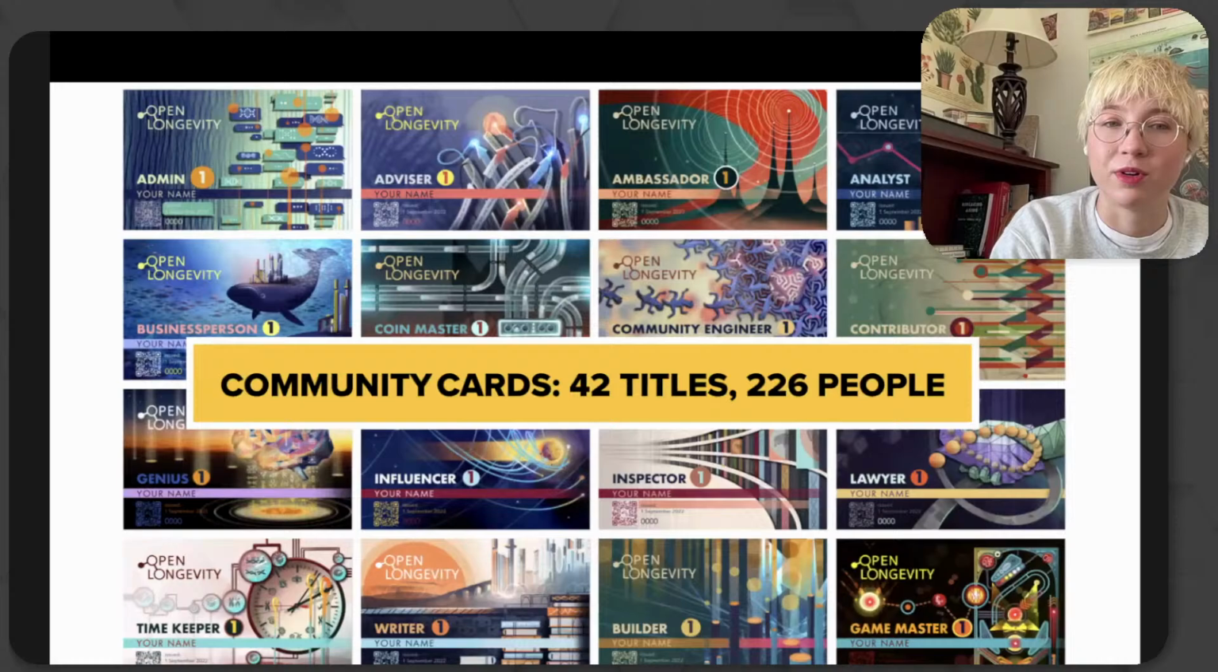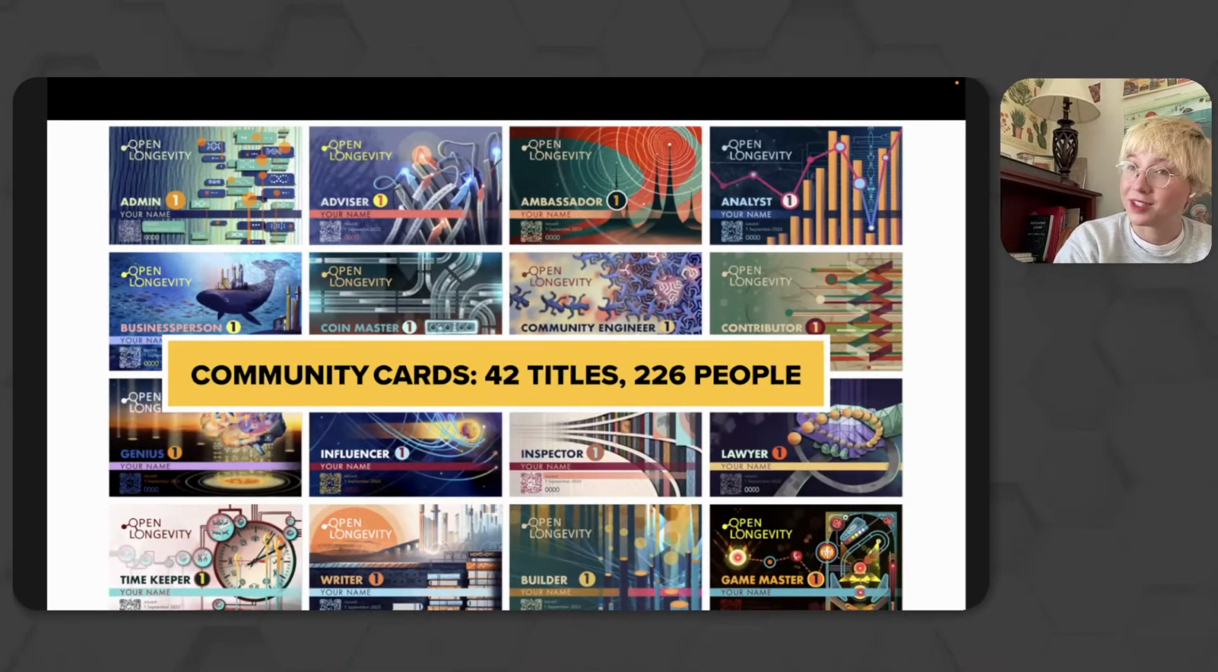We also have a system of titles in Open Longevity. It hasn't been fully implemented. We came up with great titles. We designed the cards for these titles. We have 42. You can be a writer. You can be like a coin master if you help us.